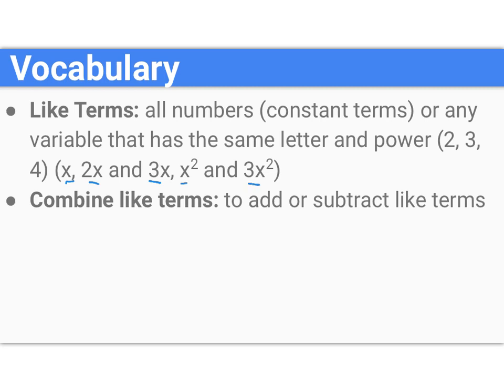x squared and 3x squared, they are squared. You can only add an x squared or subtract an x squared to an x squared. You cannot add and subtract x squareds to x's. They're different. So be careful with that. A lot of people will do that. You can multiply and divide as you will. So that doesn't apply, but it is very specific for adding and subtracting of like terms.